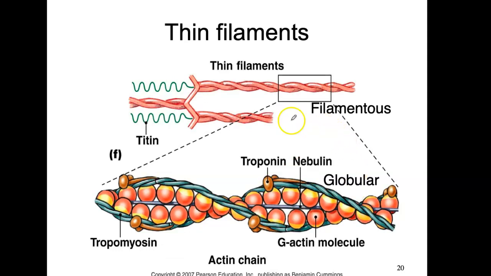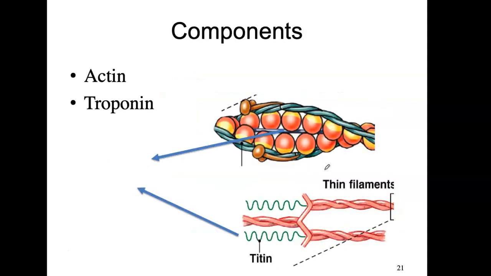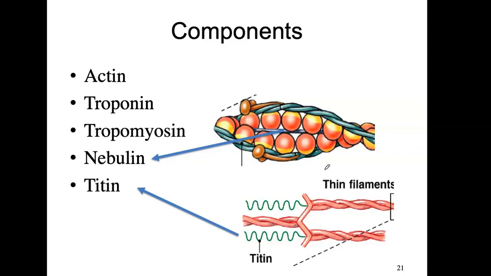What else? We're still talking about the thin filament. And we've looked at troponin. We've looked at tropomyosin. And then there's another big protein here in the middle. Do you notice? That's separating these balls, and that's called nebulin. So it's building up all the parts that make up the thin filament: actin, troponin, tropomyosin, nebulin, and one more, titin.